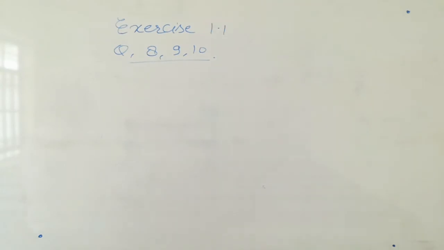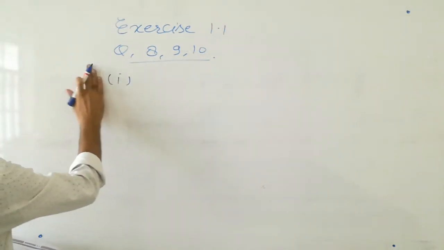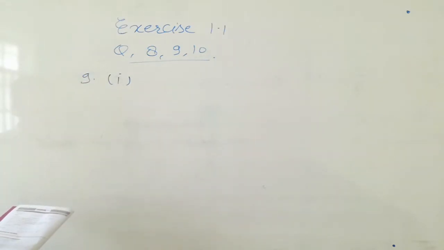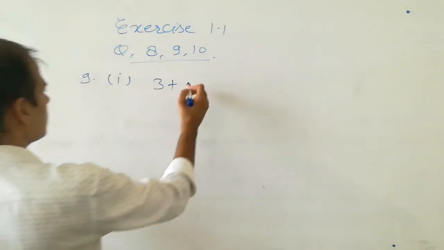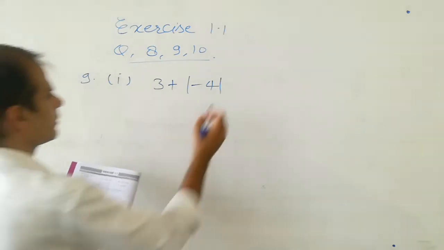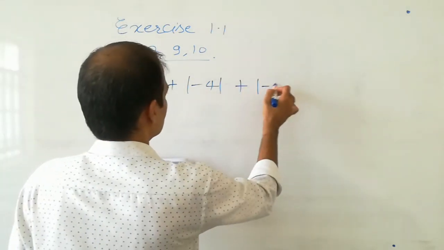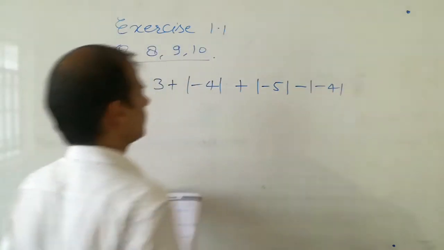Question number 9 is find the value of... I am solving the first part, you will solve the second part. So it is 3 plus, be careful when you handle questions regarding the modulus operator, plus mod minus 5 minus mod minus 4.